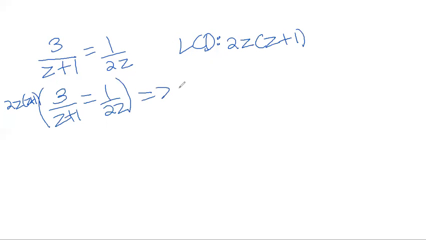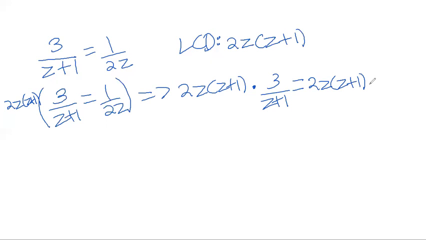So when I do that, I write the left-hand side here, and of course on the right-hand side, 2z times z plus 1 times 1 over 2z. So what happens here? Does anything cancel out? Let's take a look. On the left-hand side, z plus 1 cancels, and on the right-hand side, 2z cancels. So now, what am I left with?